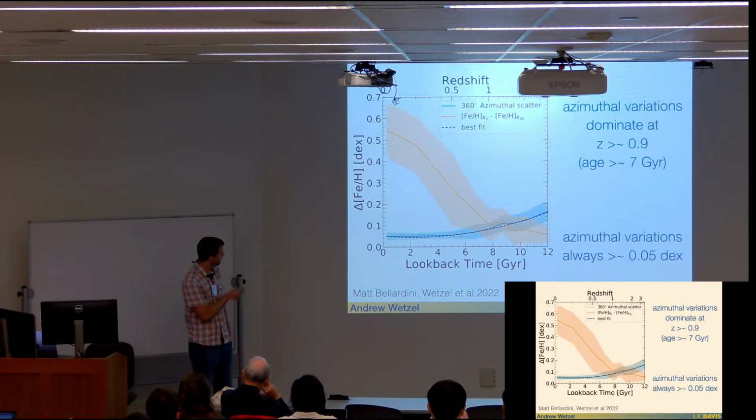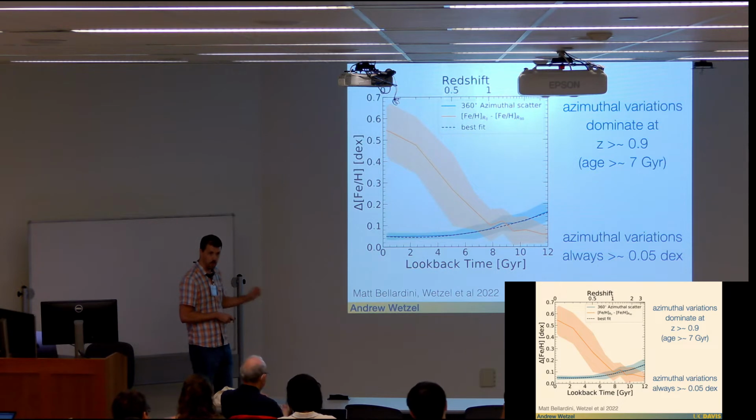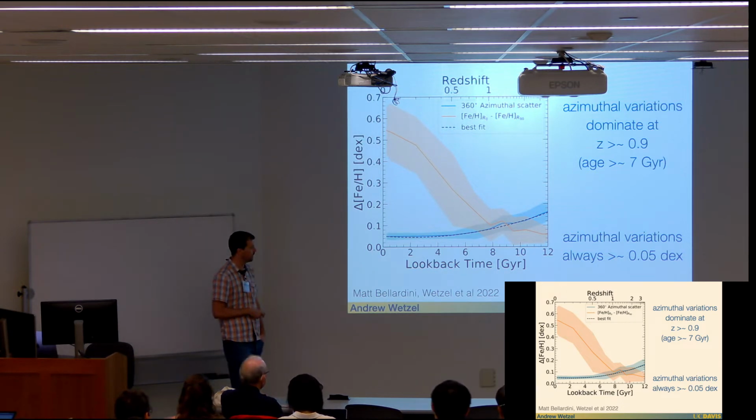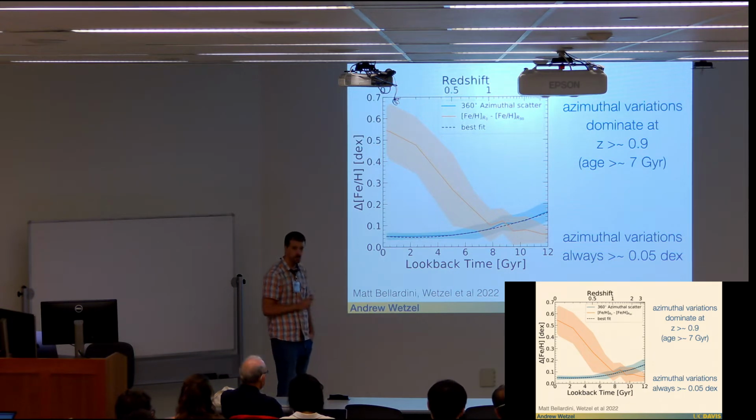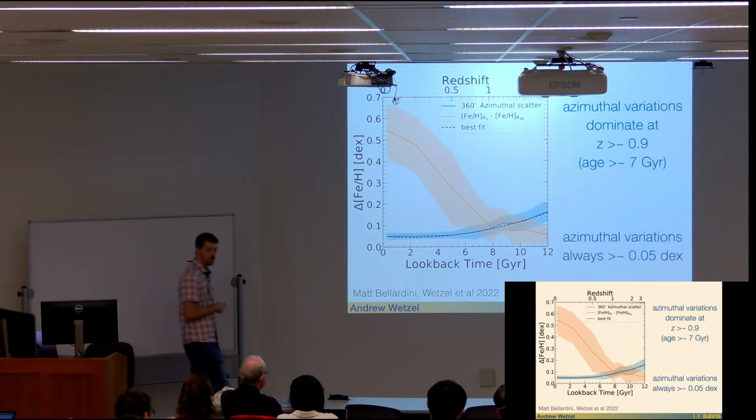And again, the key is, of course, the radial gradients dominate today. The azimuthal variations are small but measurable, comparable to measurements of nearby galaxies, something like 0.05 dex. But if you go back before about redshift 1, it's the azimuthal variations that were actually the dominant variations, not the radial gradients.